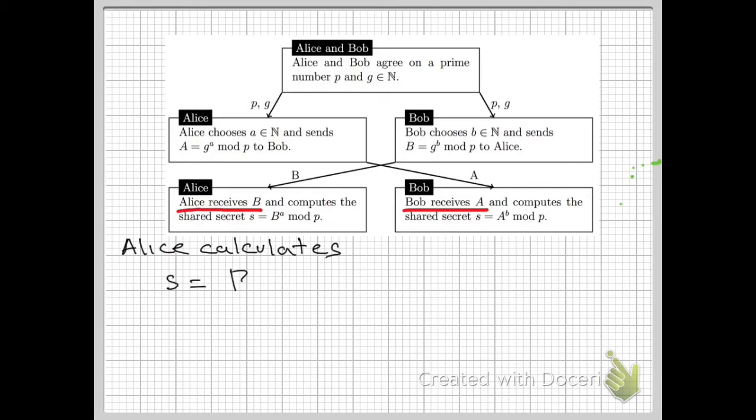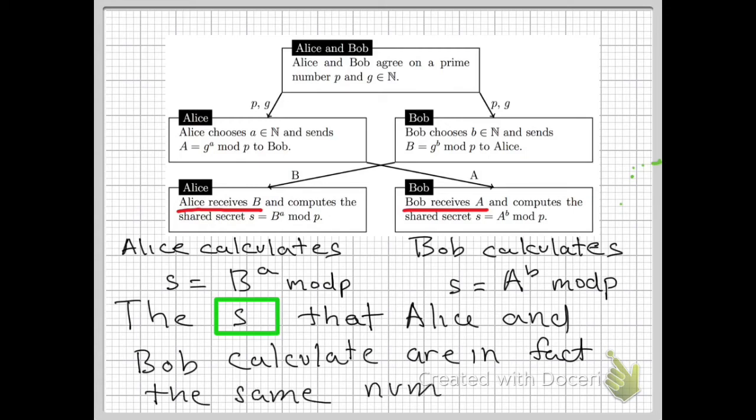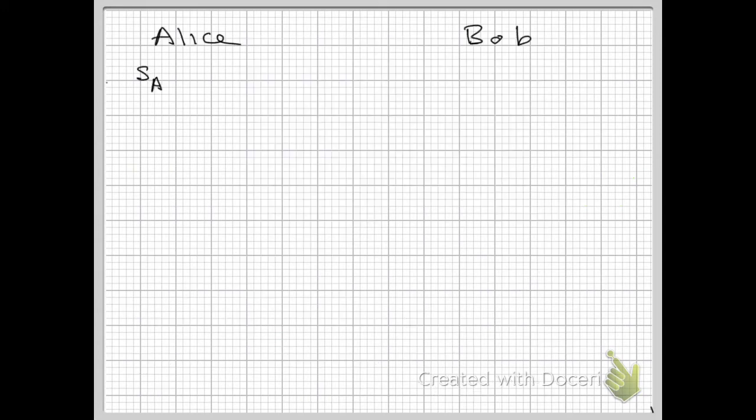But then Alice calculates S equals B raised to small a mod P. So she's using her secret number a that nobody knows, and she calculates S. And Bob does the same thing. He calculates A raised to small b, his secret number, mod P, and that equals S. And then the interesting thing is that the S that Alice and Bob calculate are in fact the same number. And this S is the secret key that they use to decrypt data. And they also use it to encrypt data. So let's look at how this S can actually be the same number.